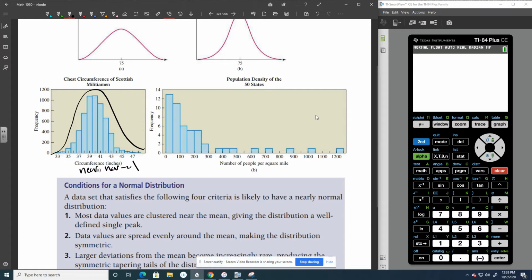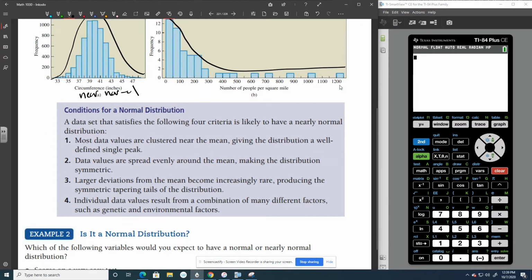Whereas this one on the right-hand side, the population density of 50 states, so you have a whole bunch of states where the people are spread out. And then you've got a couple states where there's a lot of people clumped really close together. And then you've got all this in the middle. But this one doesn't have that normal curve. If I were to follow this data, this one is skewed to the right because of all of these really densely populated states, these outliers over here.